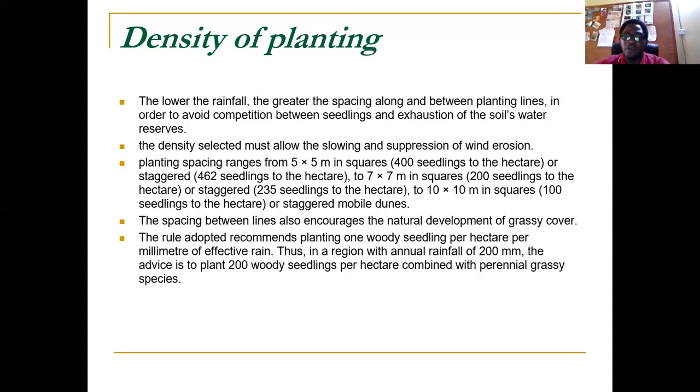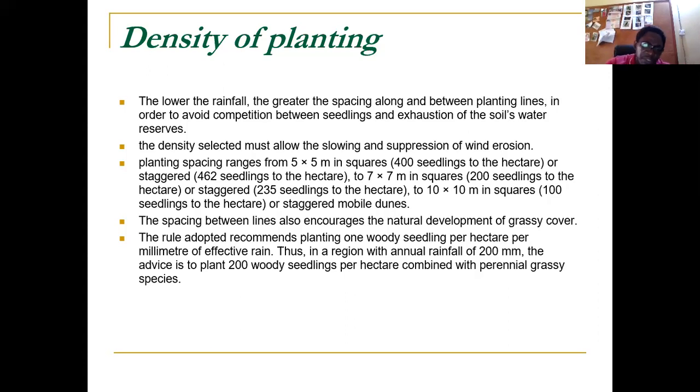The rule mostly adopted recommends that you plant 1 woody seedling per hectare per millimeter of effective rain. So if you get 200 millimeters of rainfall in a particular area that is prone to desertification, you can plant 200 woody seedlings per hectare of that area. So you can calculate the spacing from that.